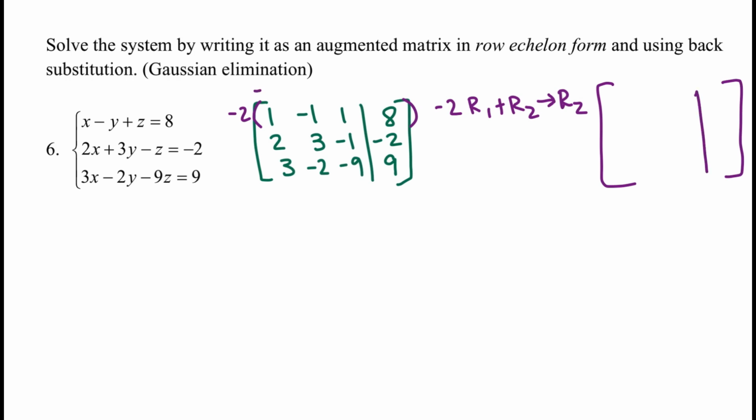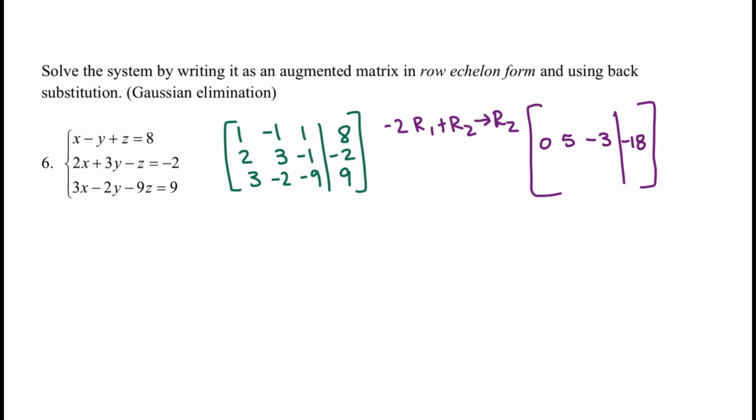So if I times that by -2, I get -2, 2, -2, -16, and then I'm going to add it to row 2. So -2 plus 2 is a 0. 2 plus 3 is 5. -2 minus 1 is -3. -16 minus 2 is -18.